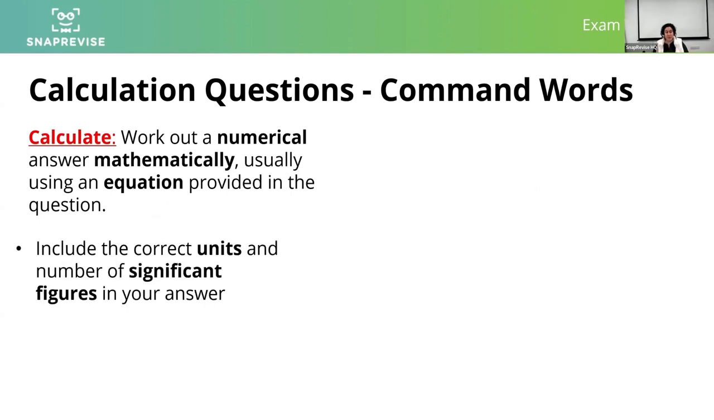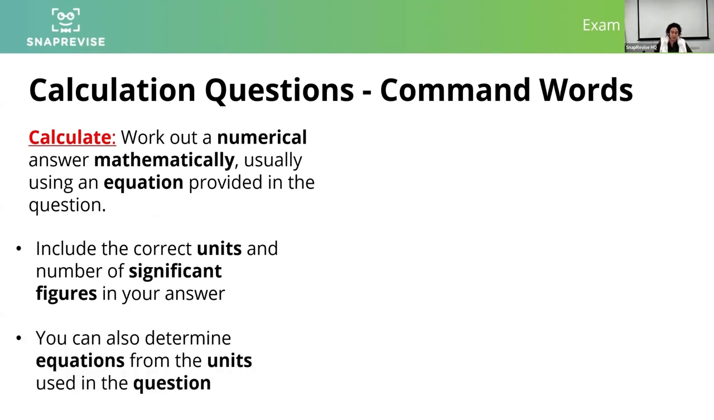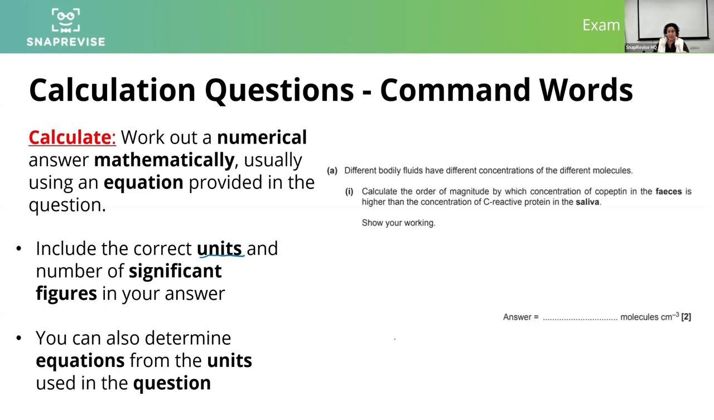You, of course, have to pay attention to the units and the number of significant figures in your answer. And if the number of significant figures is not stated, you're going to use similar figures as in the question itself. I can't stress enough how easy it is to make a mistake in unit conversions and lose marks like that. So be extra vigilant. You can determine some equations from the units that are given to you in the question sometimes. If the equation isn't given to you explicitly, you can work it out.